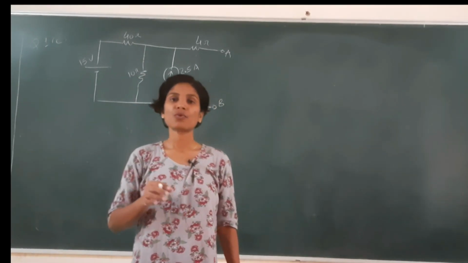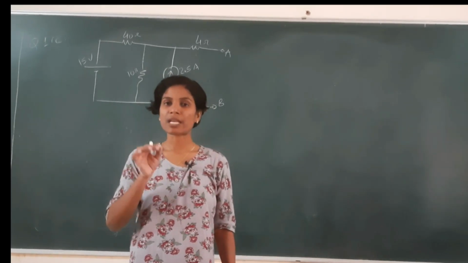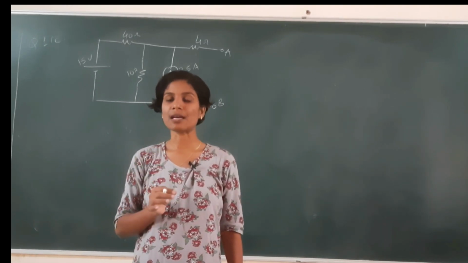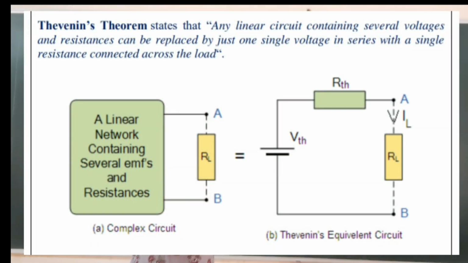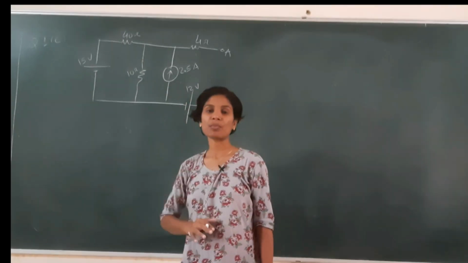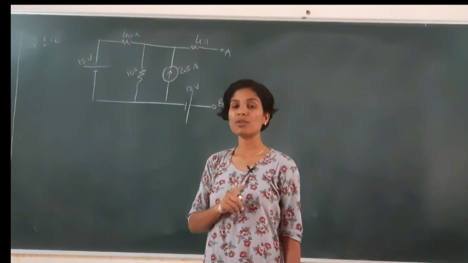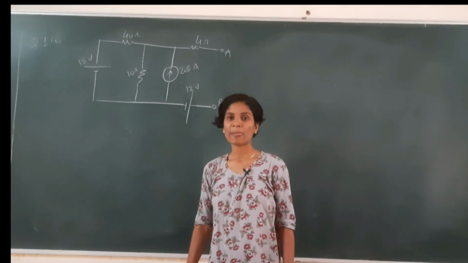I will suggest that for the complete concept and the procedure, how to go for the stepwise solution, go and watch the separate video made on Thevenin's theorem with a numerical example. You will have a clear concept. Right now I am reading out the statement: any linear circuit containing several voltages and resistances can be replaced by just one single voltage in series with a single resistance connected across the load. That means any kind of network can be replaced by a single voltage source, called the Thevenin's voltage, and a single resistor, called the Thevenin's resistance, connected in series.